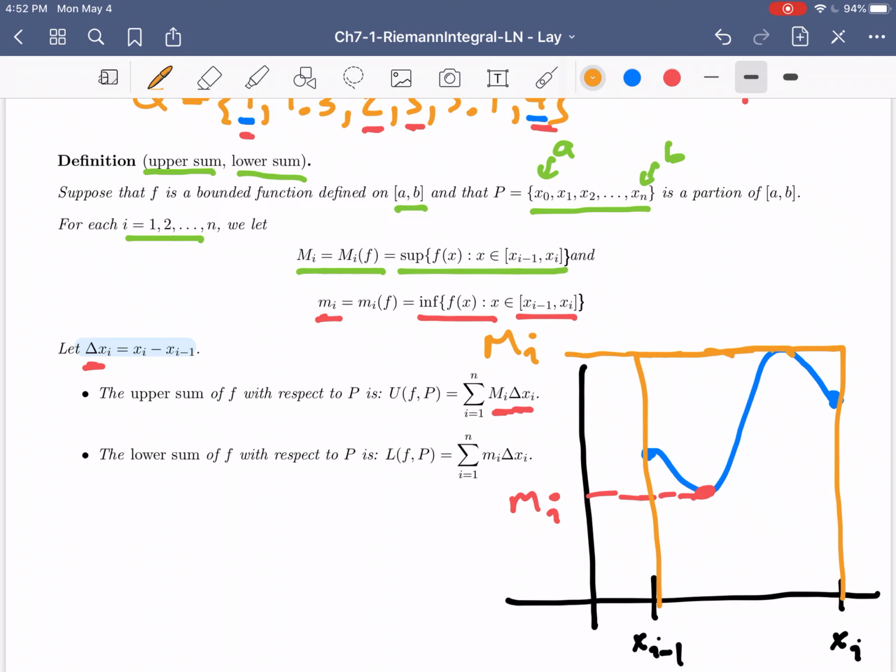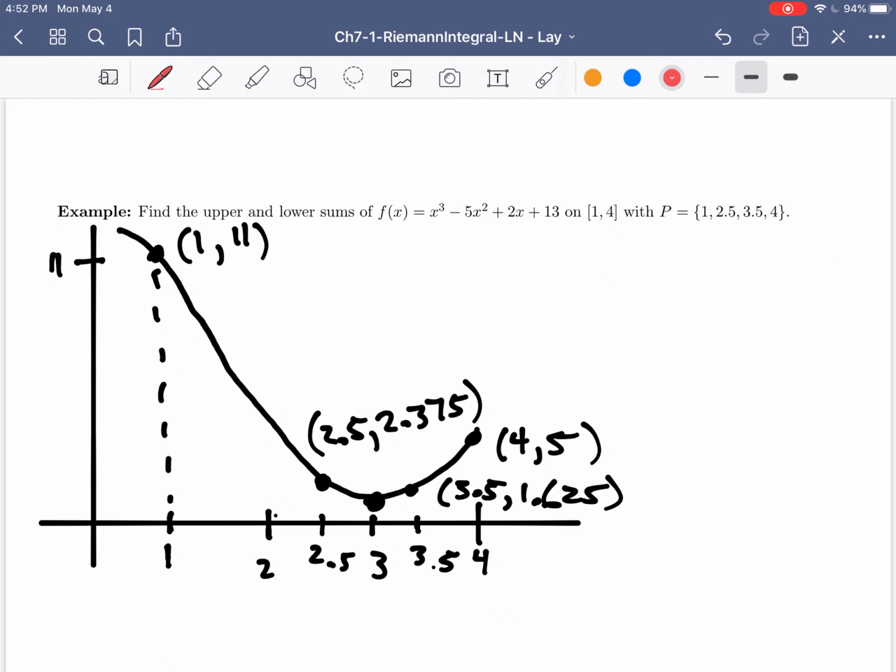And the lower sum does the same thing, only it takes that width and multiplies it by the infimum of the function values on that subinterval. And so it's going to give us the area of a rectangle that is completely below the curve. All right, so let's look at an example where we calculate some upper and lower sums.